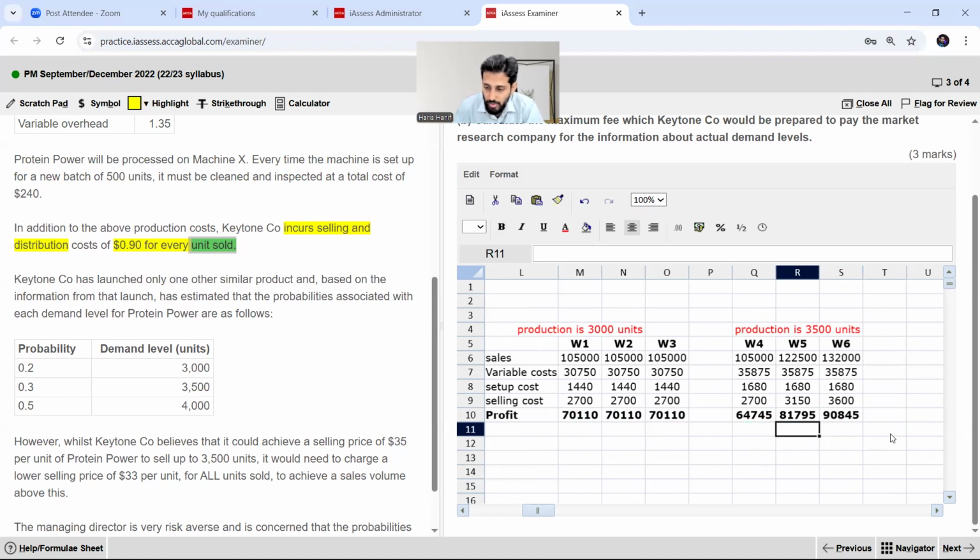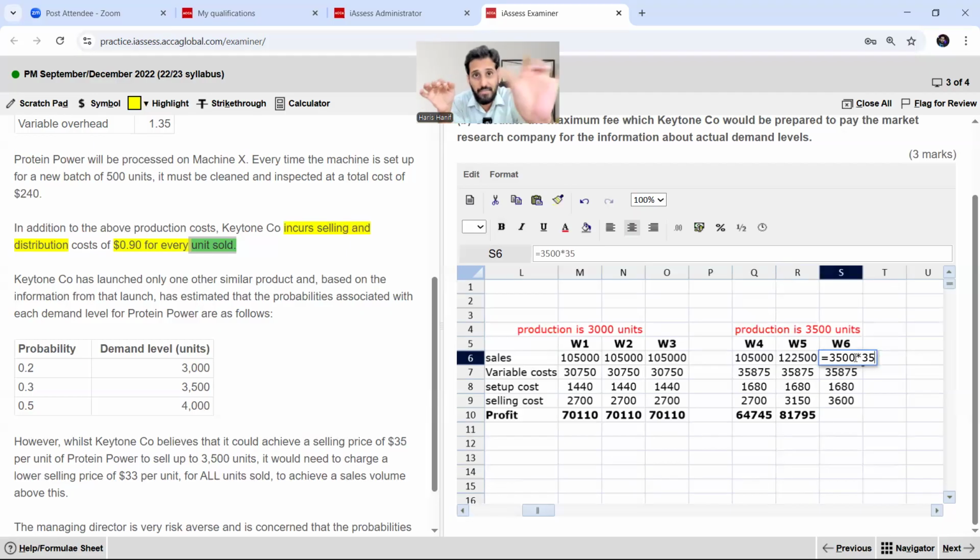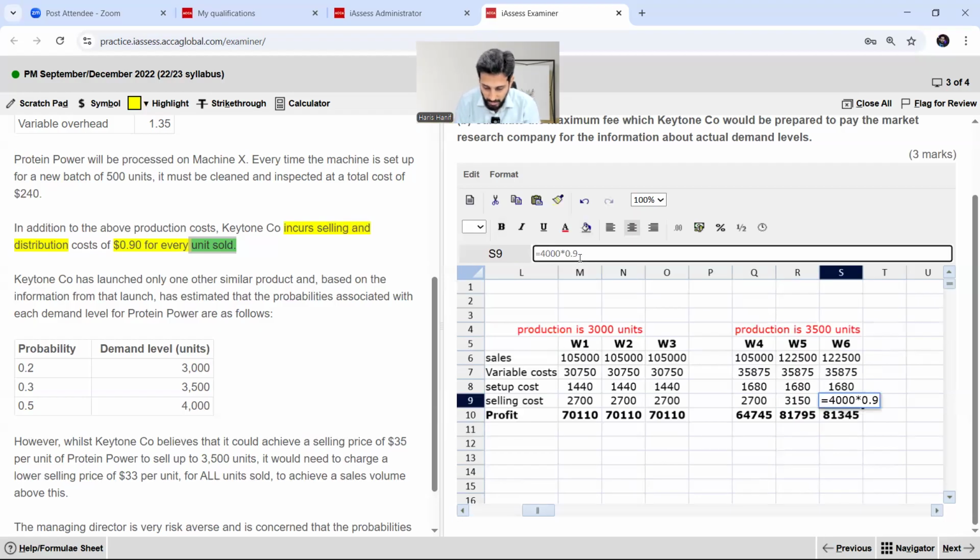But one more important point to be noted over here. I cannot sell 4000 units. Why? Because my production is 3500 units. So definitely I can sell a maximum of 3500, and it will be at 35. So I mistakenly took the 4000 figure, because the demand is 4000, as you can see. Sorry, first of all, let me correct this. So every unit sold, that is also 3500. So it will be the same figure.